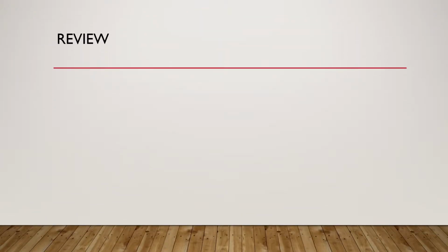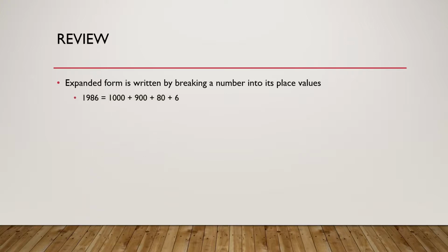Some review from the previous lesson. Remember, we talked about expanded form, and in order to write a number in expanded form, we break that number into its place values. So here's a little example to help you remember that. 1,986 in expanded form would be 1,000 plus 900 plus 80 plus 6. And then we also talked about place value, a lot of times being visualized using money.